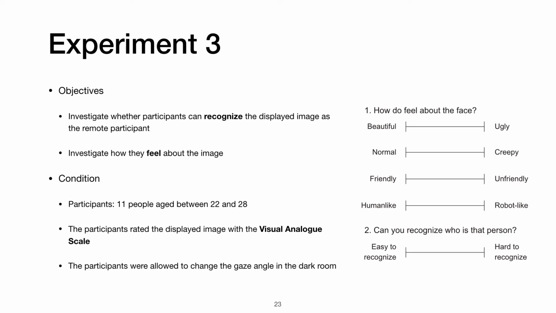We also did experiment 3, which is an impression evaluation, where we want to investigate whether the participants can recognize the display image as a remote participant, and how they feel about the image. We did this experiment with 11 people. Each participant rated the display with the visual analog scale, as shown on the right. Participants were allowed to change the gaze angle in a dark room.